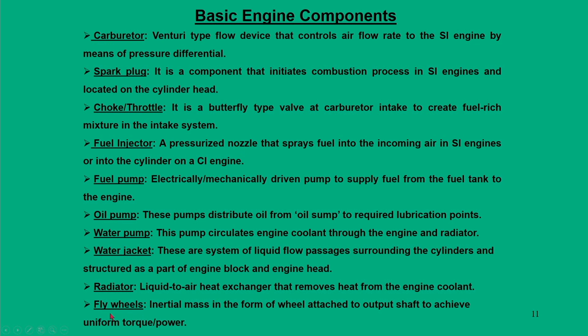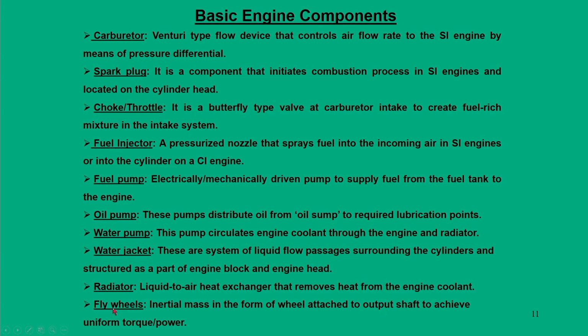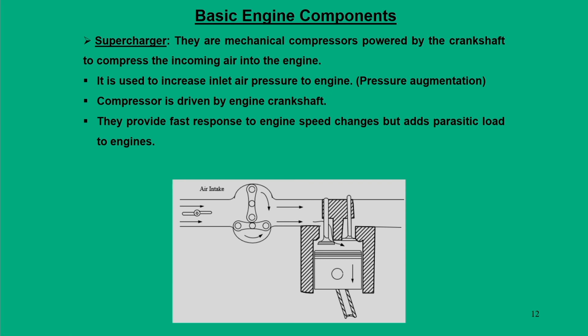Apart from this, we have flywheels. These are inertial masses in the form of a wheel attached to the output shaft to achieve uniform torque or power. Since it is a reciprocating engine, in one particular cycle there is power, and in the rest of the cycles there is no power. But ideally the body or vehicle has to move at uniform speed. This is governed through a mechanism called the flywheel.